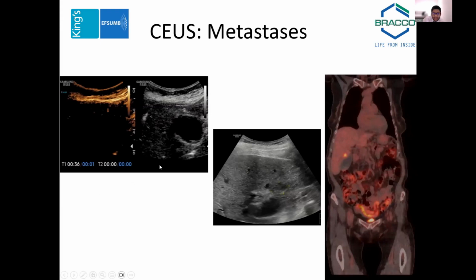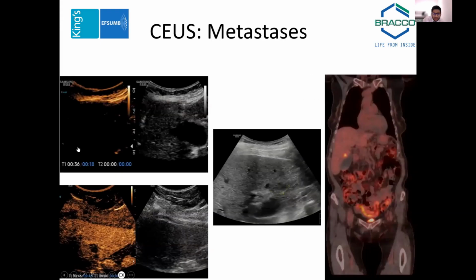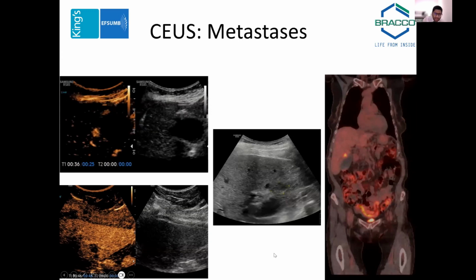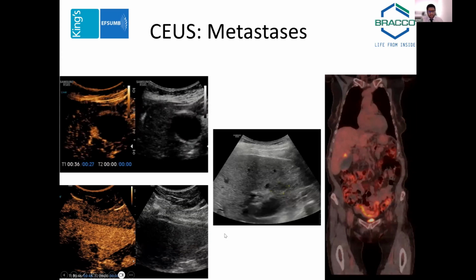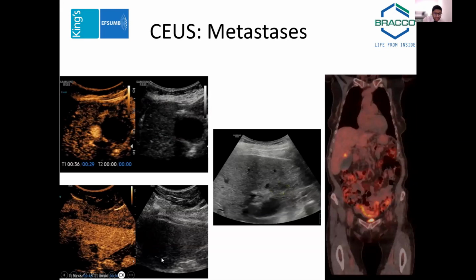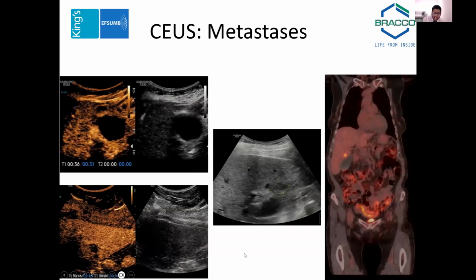And here's an example, where you can see that there's a lesion detected on a PET scan, quite a subtle lesion on the B-mode scan, very much arterially enhancing, very much washed out within just 46 seconds. That is your diagnosis. And I talked about doing a late sweep. This is your opportunity now.